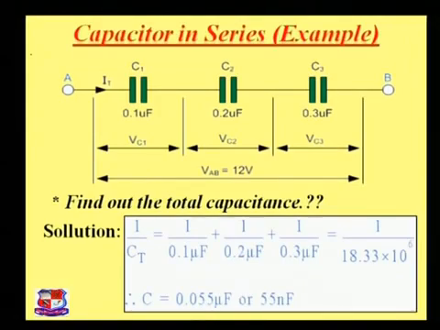So now let's find the total capacitance, that is 1 by Ct. We can use the equation 1 by Ct equals 1 by C1 plus 1 by C2 plus 1 by C3, that gives you 1 by Ct equals 18.33 into 10 raised to 6 per microfarad. So now take the reciprocal of that, and we can find that Ct equals 0.055 microfarad or 55 nanofarad. So this is the overall capacitance generated due to the 12 volts at the A and B terminals.